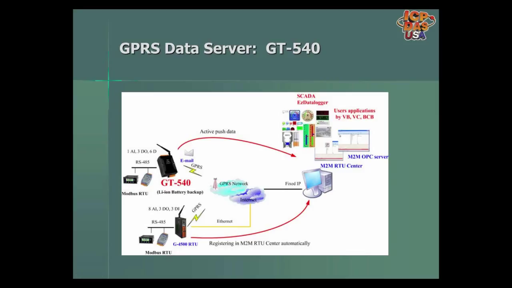GPRS data servers like GT540 are configurable and can allow software on a PC to communicate with remote Modbus RTU-based devices connected to the GT540 through the internet over the cellular network. They also have 1 analog input, 2 digital outputs, and 6 digital inputs on board. They can send email alarms based on configured high and low alarm levels.